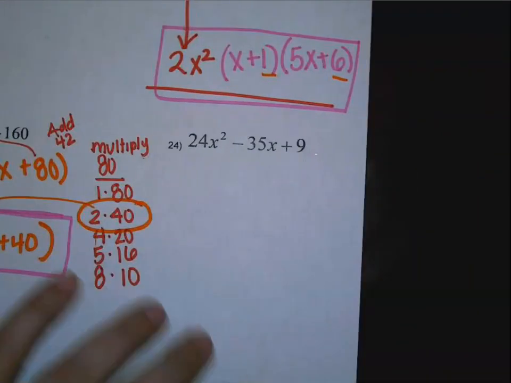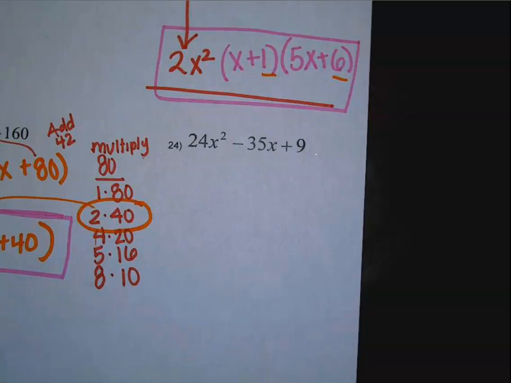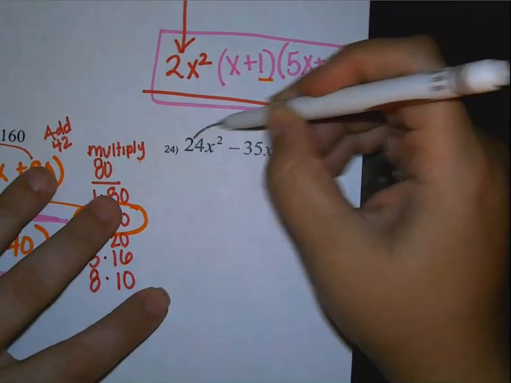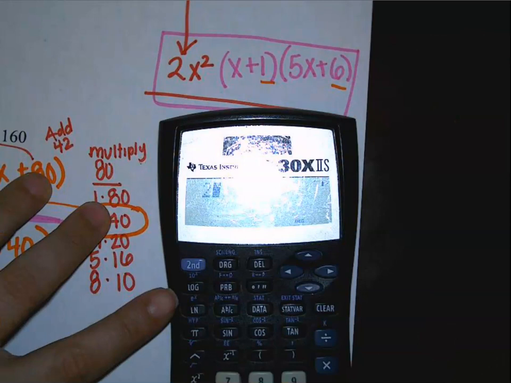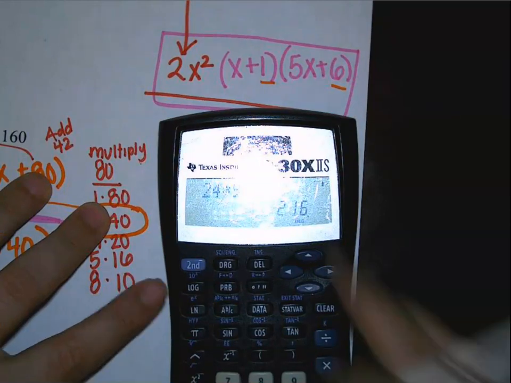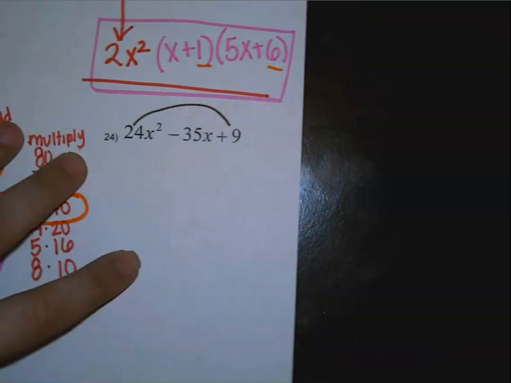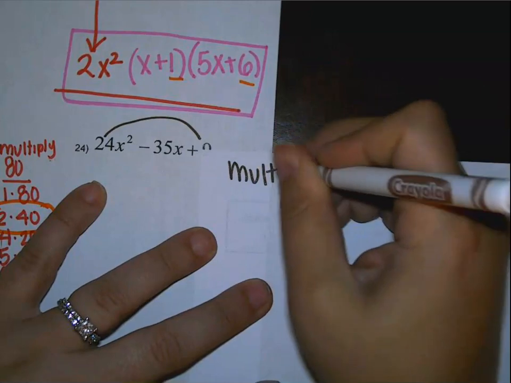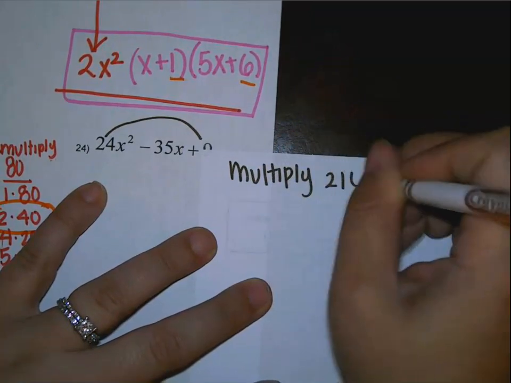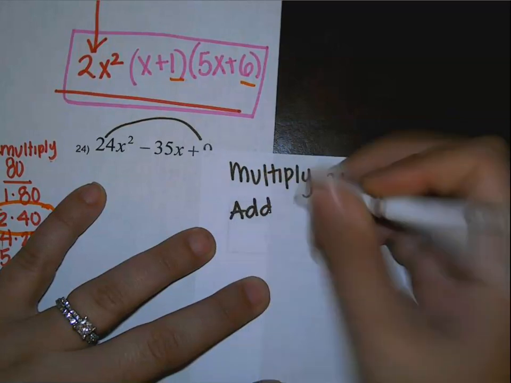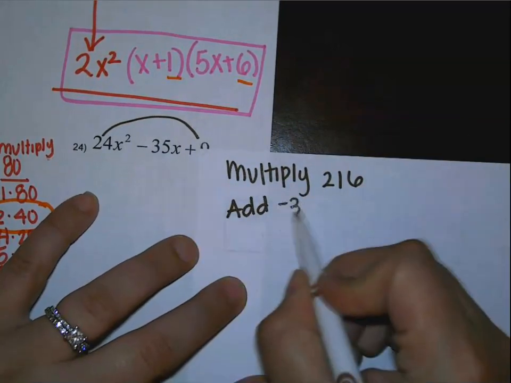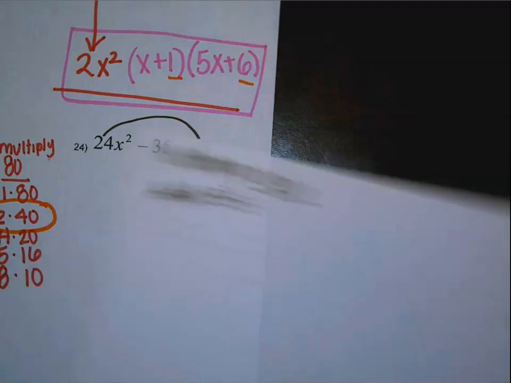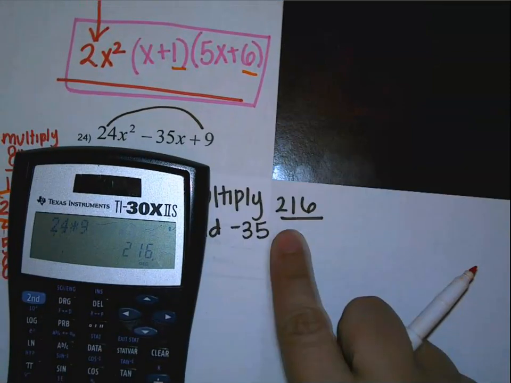All right, last one here. So first of all, we have to see if there's a number that divides all of them. So no. So then we would multiply A and C. So 24 times 9 is 216. So we have to find out what numbers multiply to 216 and add to this negative 35. So feel free to pause the video and think about what numbers multiply to 216 and add to negative 35.